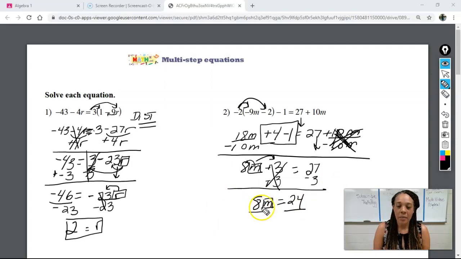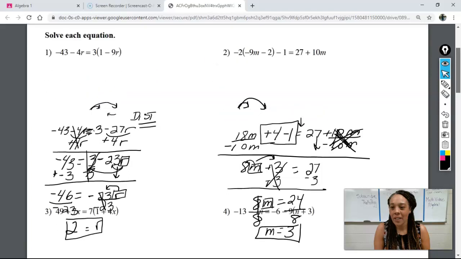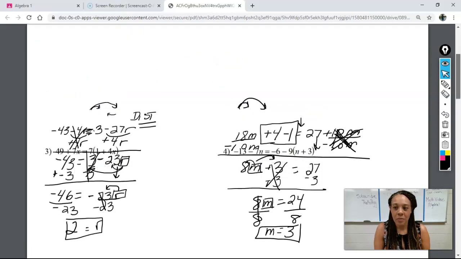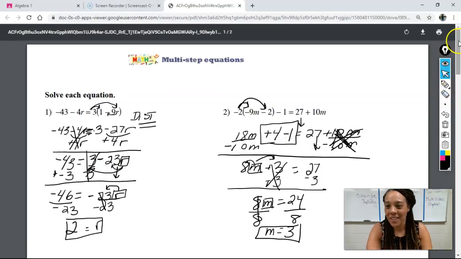So 8m means they are being multiplied. So I always say if it's multiplied, if it's stuck together, divide it out. All right, that's the inverse. So I'm going to divide both sides by that coefficient 8 and get m equals 24 divided by 8, which is 3. So that's your answer to number 2. Let me scroll down here to the next group of problems.